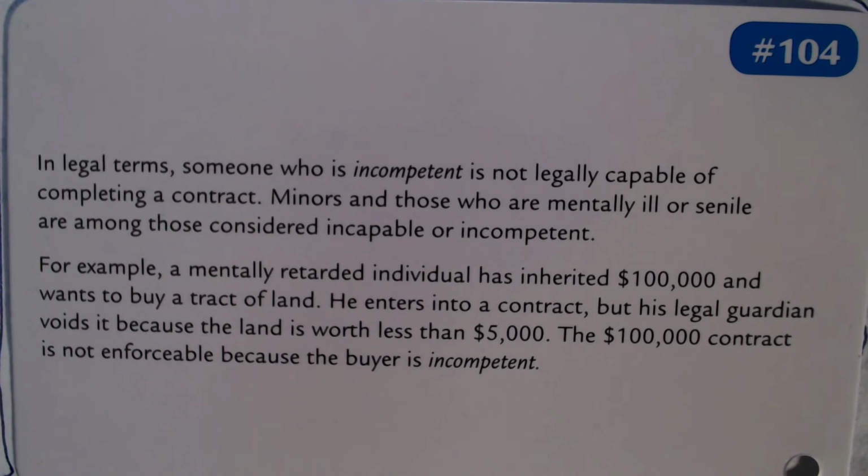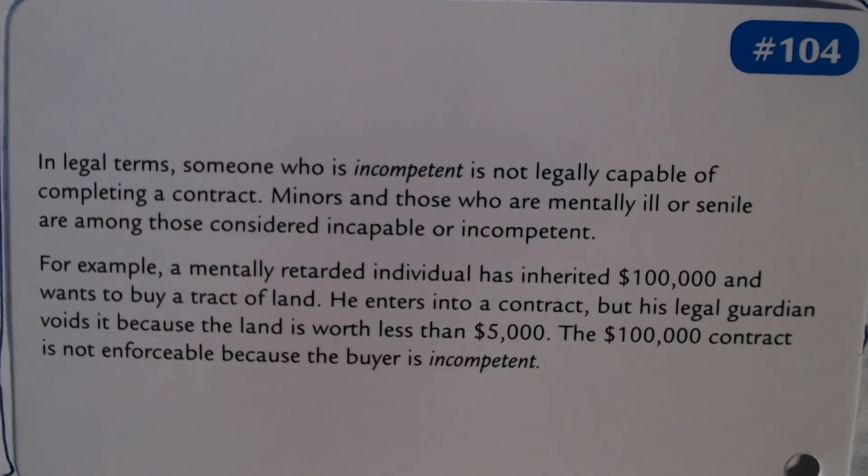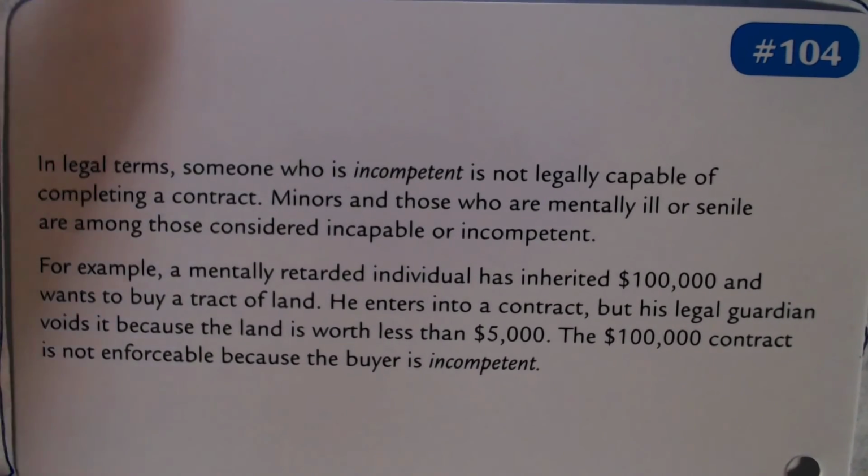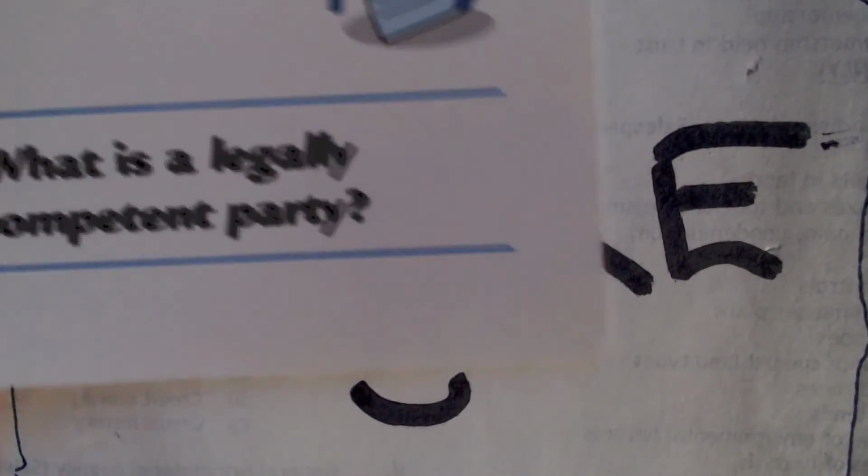Minors and those who are mentally ill or senile are among those considered incapable or incompetent. For example, a mentally retarded individual has inherited $100,000 and wants to buy a tract of land. He enters into a contract, but his legal guardian voids it because the land is worth less than $5,000. The $100,000 contract is not enforceable because the buyer is incompetent. Well, it's nice somebody saved that incompetent person, I guess.